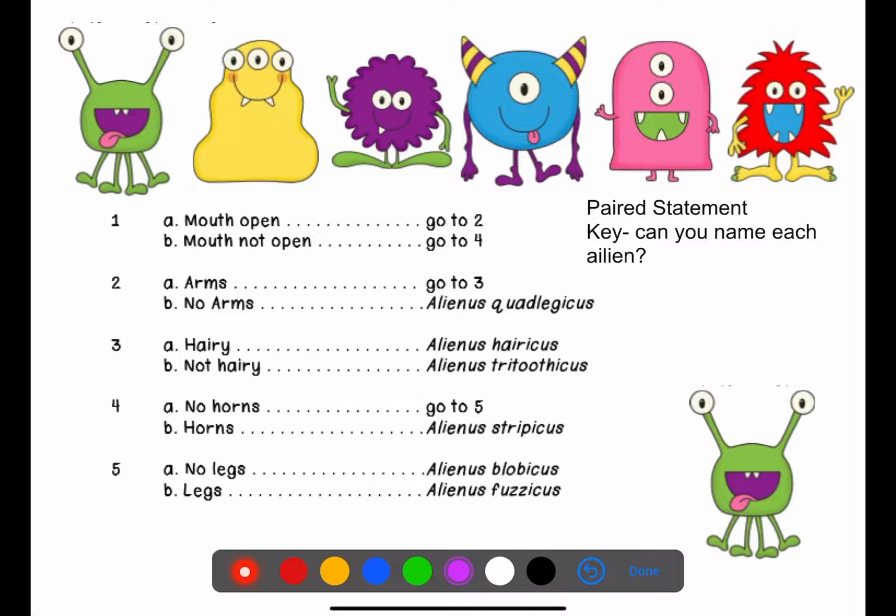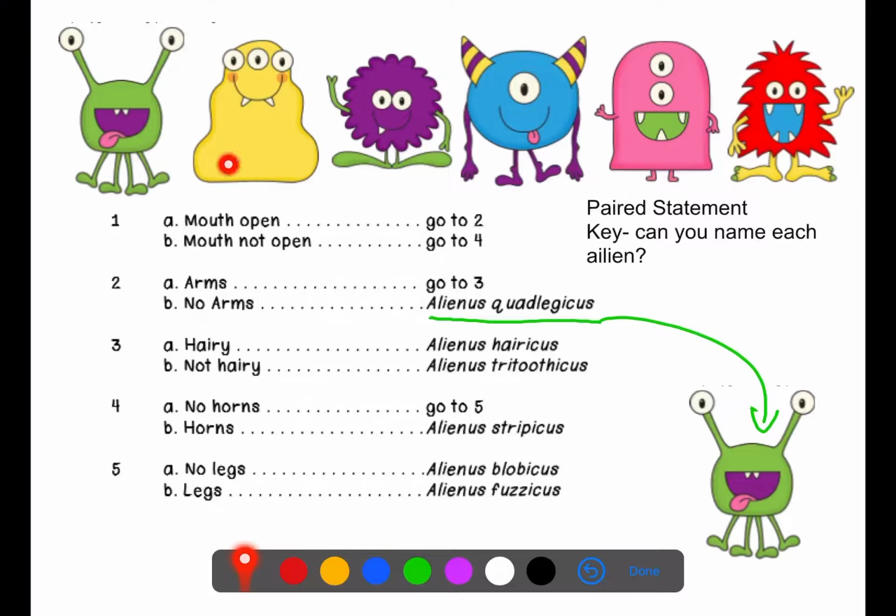A second type of key is the paired statement key. For this, you look at the picture and then you have to decide if the statement applies or not and then follow the instruction. So if we start off, we're going to try and name this green alien and then you can try and name the rest. The first statement is mouth open or mouth not open. As we can see, his mouth is open, so we need to go to statement number 2. Does it have arms or no arms? We don't have any arms, which means that this alien's name is the Alienus quadligeus. Try and see if you can name the other aliens.